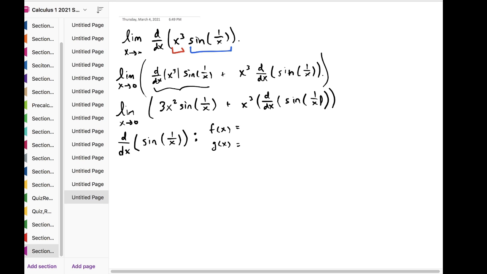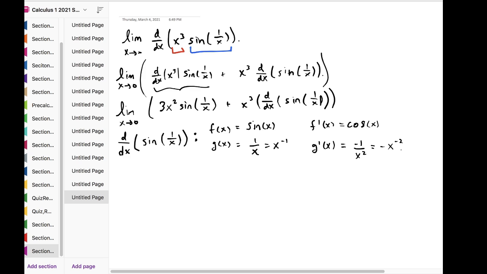Yep, f is sine, that's the thing you're plugging into. And g is 1 over x. Okay, so what's f prime? It's cosine, and then what's g prime? So if you always forget that, just remember it's x to the negative 1, and then use the power rule. Good, yeah, so it's negative 1 over x squared. And via the power rule, you can see it as negative x to the negative 2.